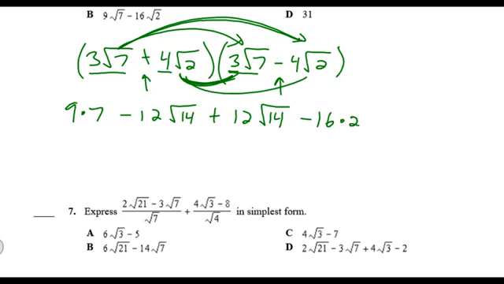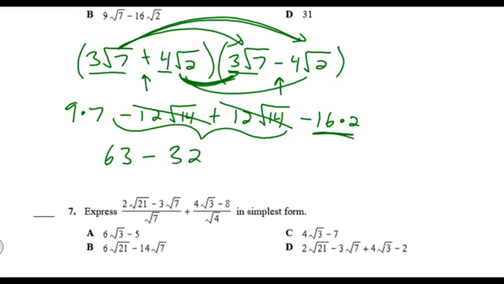All right, so here's what happened here, right? This is the whole point of a conjugate pair. Those guys just cancel, right? Negative 12 root 14 plus 12 root 14, they're gone. So yeah, they're out of the picture now. So now we've just got 9 times 7, so we've got 63 minus 32. And if we actually do that, we end up with 31.